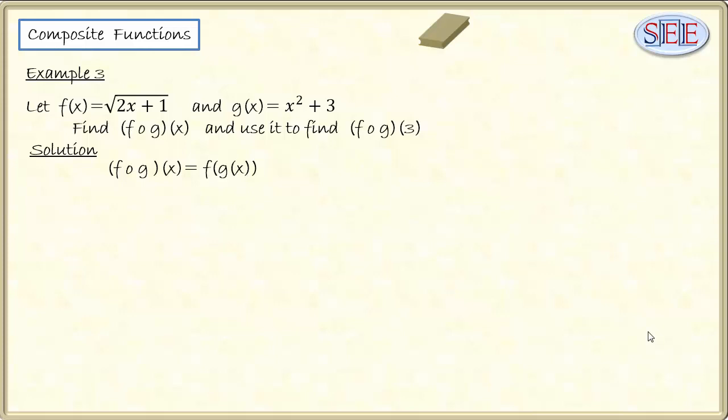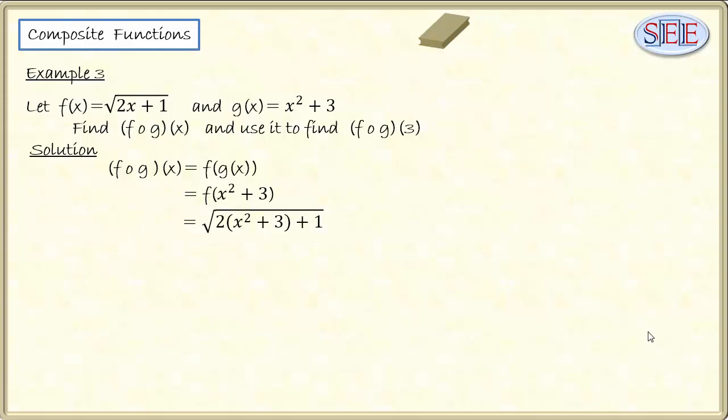So the g(x) is defined by the formula x squared plus 3. So I'm going to replace the g(x) by x squared plus 3. So I'm going to have f bracket x squared plus 3. Now I'm to find the image of x squared plus 3 under the function f, which means I will go to the function f, the formula for that function. Anywhere I have x, I will replace it by x squared plus 3. So the function f is defined by the formula square root of 2x plus 1. So therefore I'm going to have square root of 2 into x squared plus 3 then plus 1.